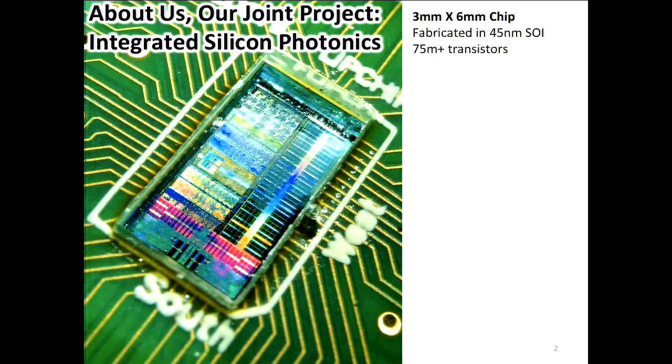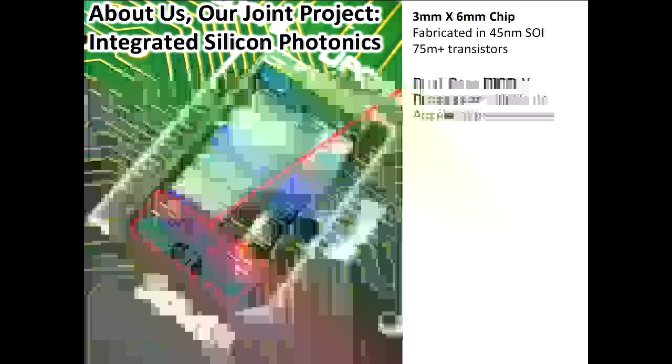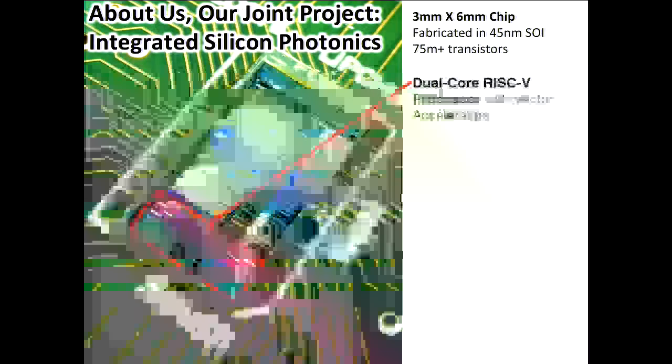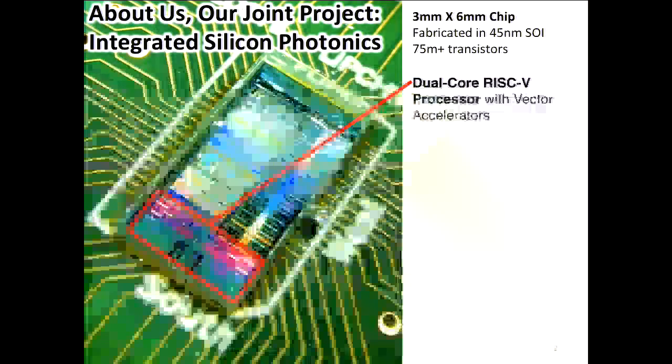So what you see over there is just a tiny 3x6 millimeter chip in 45 nanometer SOI technology. If you have a PlayStation 3 at home, this older version, there are basically chips like that in there. This one's unique. Besides having 75 million transistors, it also has the unique Berkeley RISC-V core, actually two of them. So Krista's group has been developing that.